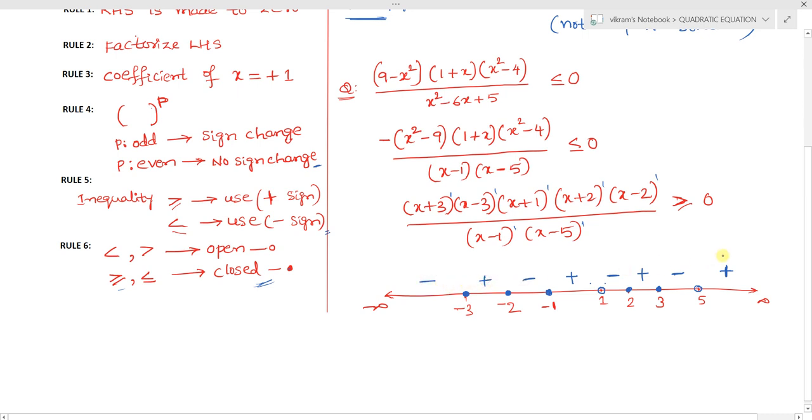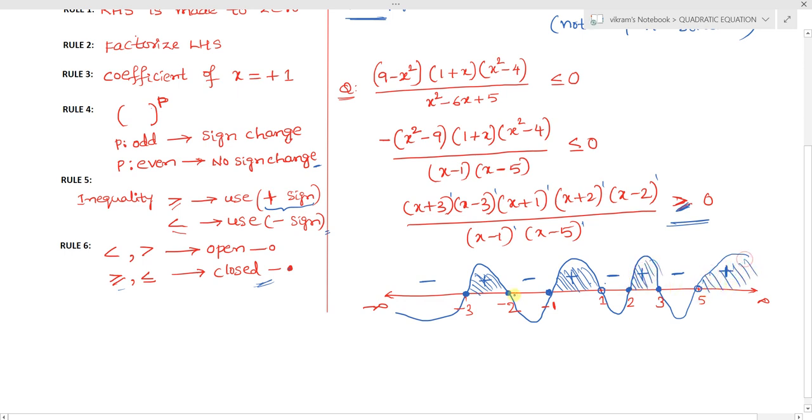minus. Now represent the curve: positive, negative, and again positive, negative, positive, negative, positive, and negative. And here the inequality is greater than or equal to 0. If the inequality is greater than or equal to 0, or greater than 0, we need to check for the plus sign range. Wherever we are having the plus, this is our plus sign range, and this is also our plus sign range, and this is also plus sign and plus sign.